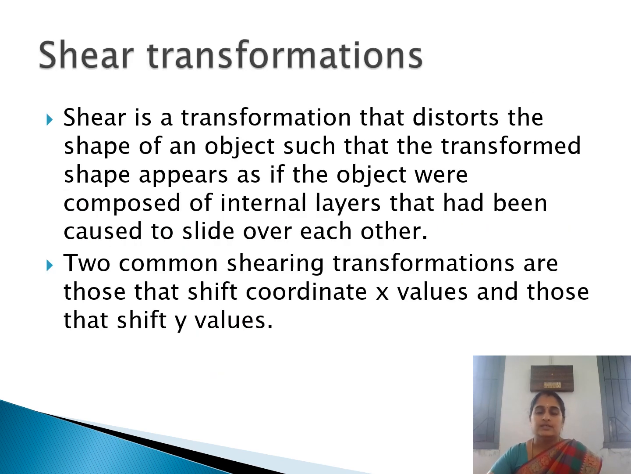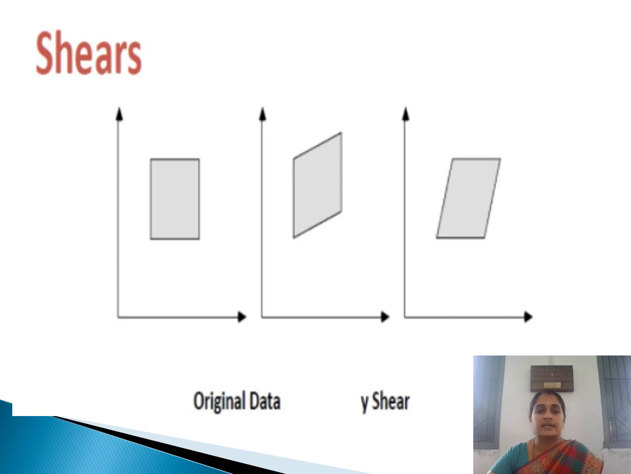Shear transformation. Shear comes under other transformations. Shear distorts the shape of the object. Here, the shape of the object itself is sometimes changed by applying the shear. Two common shearing transformations are shifting the x coordinate values and shifting the y values. This is the diagrammatic representation of shear. The first diagram represents the original position. The second one represents the shear of x and y coordinates.